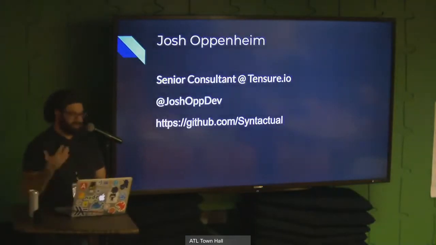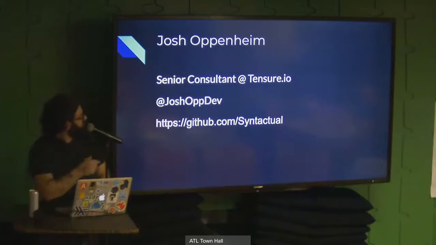I'm Josh Oppenheim. I'm a senior consultant at Tensure.io. Tensure, we're just a consulting firm. We come on board to help other companies, skill them up, do work with them, pass off projects. That's my Twitter handle, and this is my GitHub as well. So you can go poke around and make fun of all my repos.